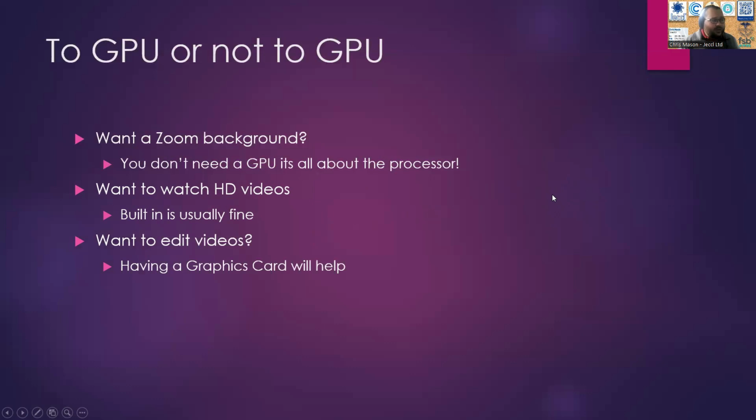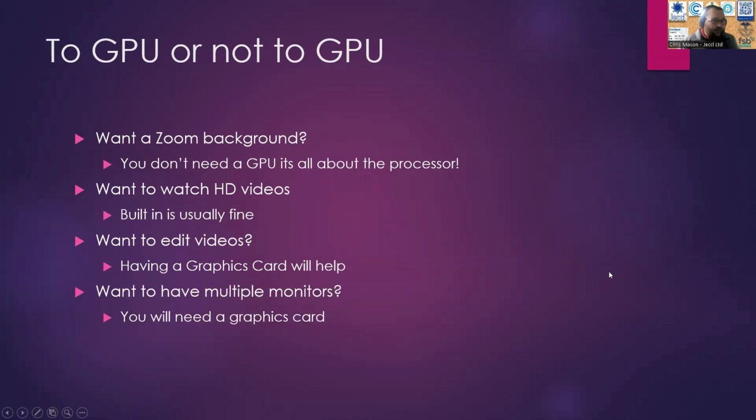If you want to edit videos, having a graphics card will definitely help. It will give you better quality and shorter wait times while it's buffering and things like that. That being said, that only goes so far because the processor is still the one that's doing a lot of the work. So if you are editing videos, having a graphics card and a better processor is the way to go. Now, if you want to have multiple monitors, you're going to need a graphics card.